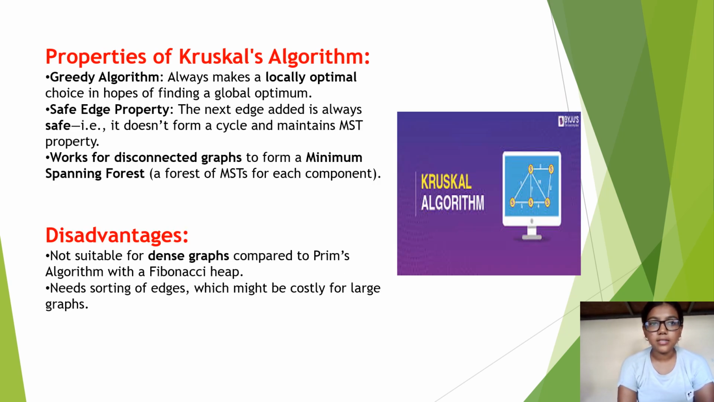Properties of Kruskal algorithm. It is a greedy algorithm that always makes a locally optimal choice in hopes of finding a global optimum. It always chooses the local choices only. Safe edge property: the next edge added is always safe, that is, it does not form a cycle and maintains the MST property. It works for disconnected graphs to form a minimum spanning forest, a forest of MSTs, one for each component.